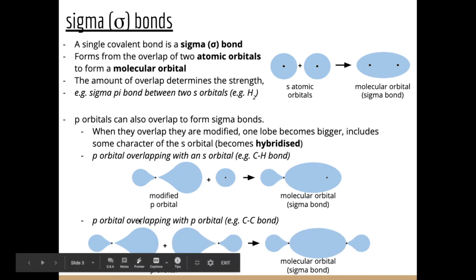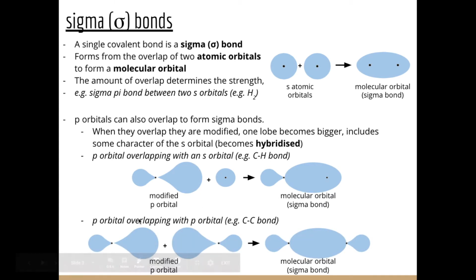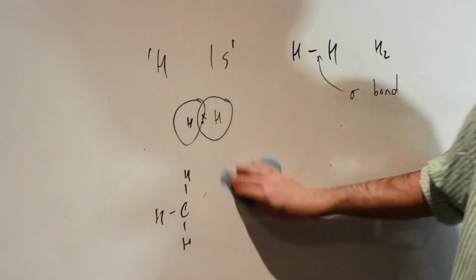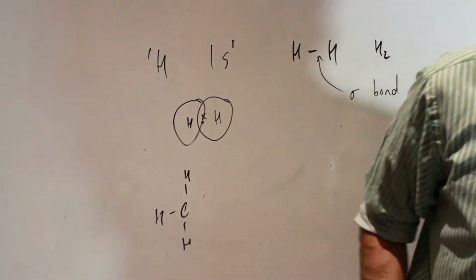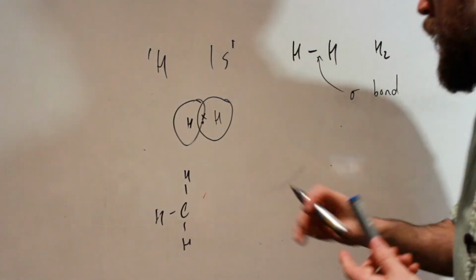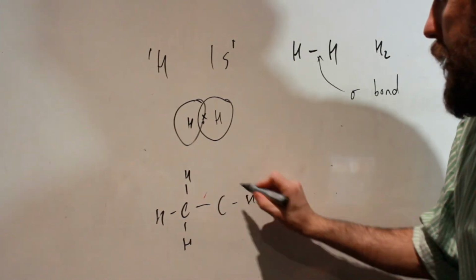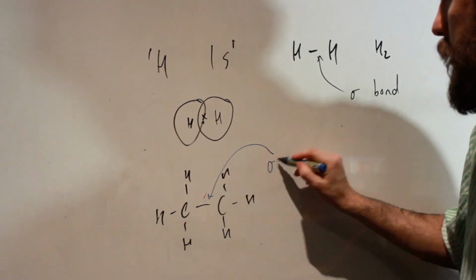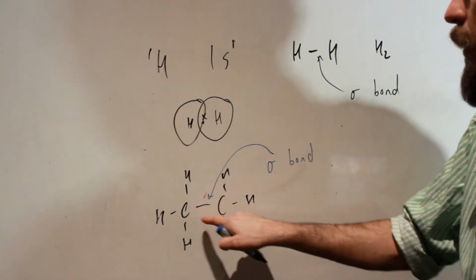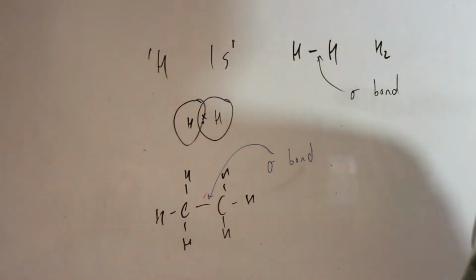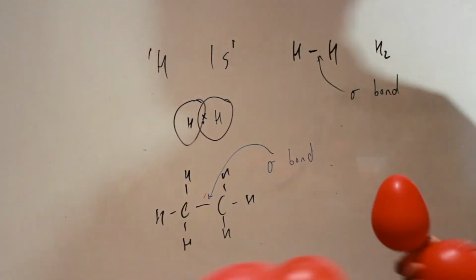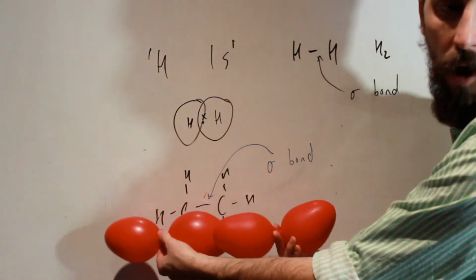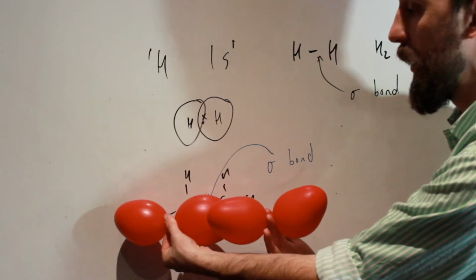We could also get two p orbitals overlapping. For example, in a carbon-carbon bond. So if instead of methane, let's say that we had ethane. Where have I put my marker? There it is. So in the case of ethane here, we have a sigma bond here. This is still a sigma bond. However, it's the overlap between two p orbitals instead of a p and an s orbital. So we've got one p orbital from the carbon there, one p orbital from the carbon there. These orbitals overlap and you form a molecular orbital.